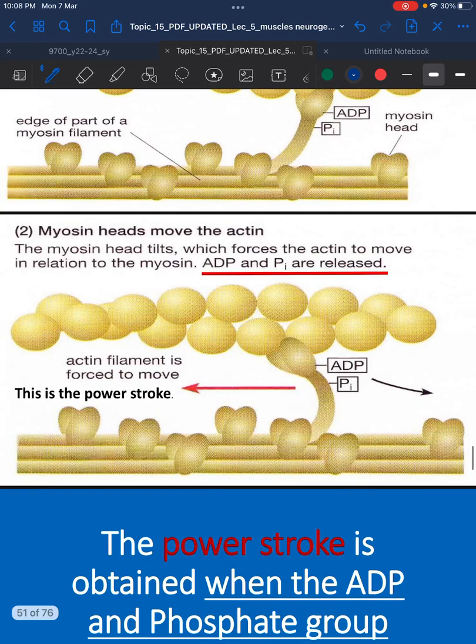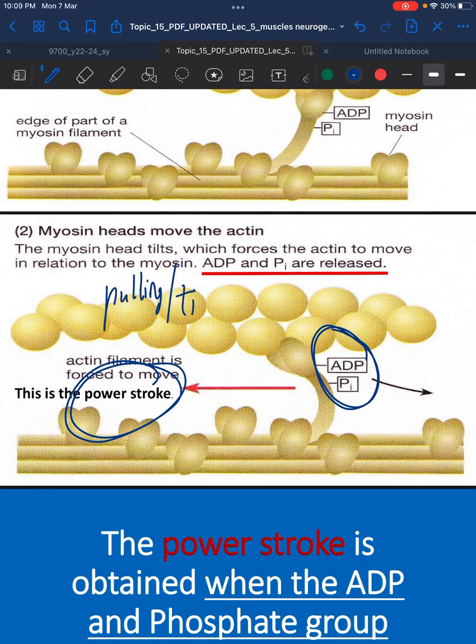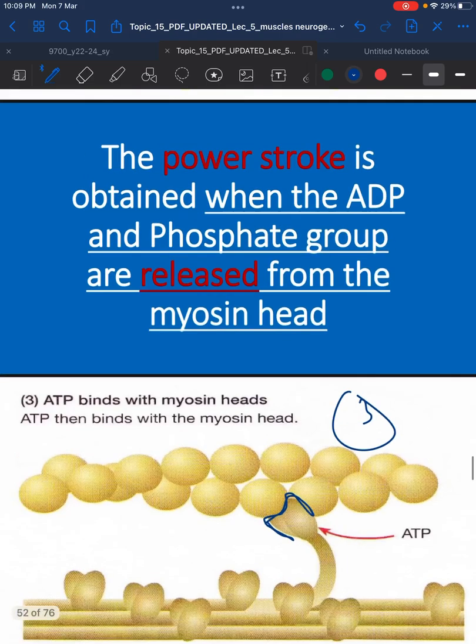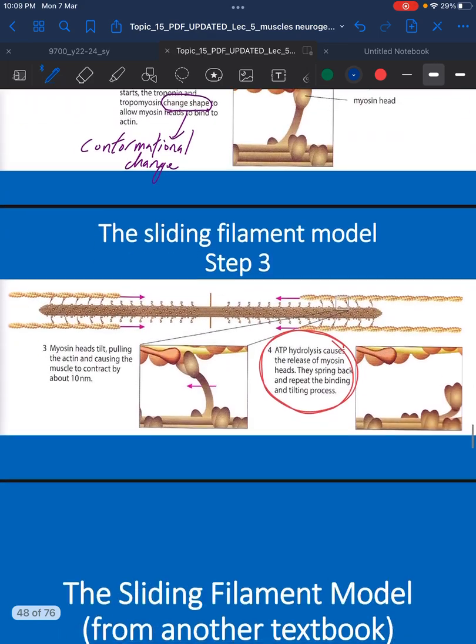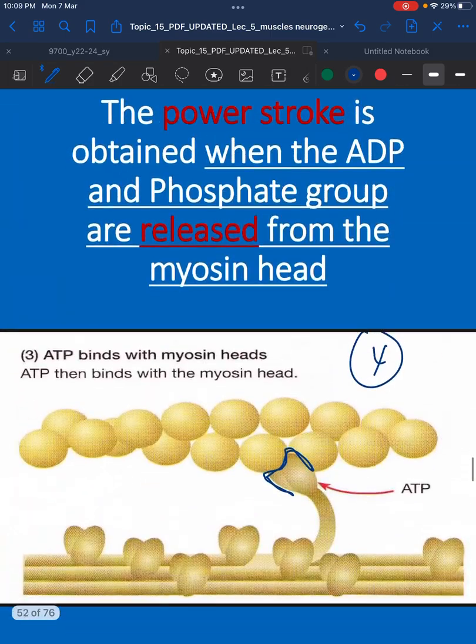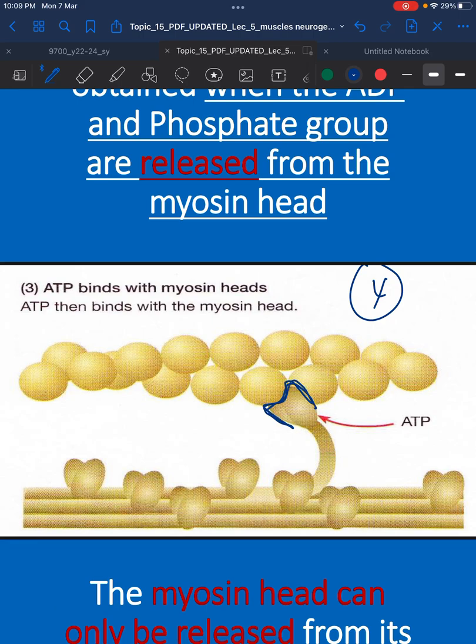And then when this is released, this will have the power stroke, the pulling can start, the tilting can start. That's when the ADP and phosphate are released. And so it's still stuck, it's still bound here. So this is number 3, and this must be number 4. To detach this, the ATP must be hydrolyzed into ADP and phosphate group, and then the energy is used to detach, and of course to reposition this back to its previous position, like that.